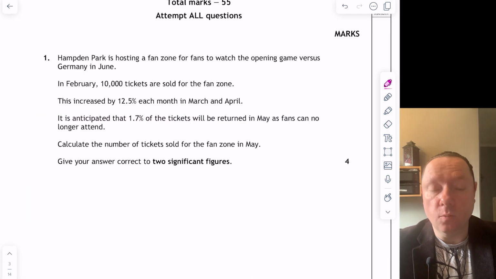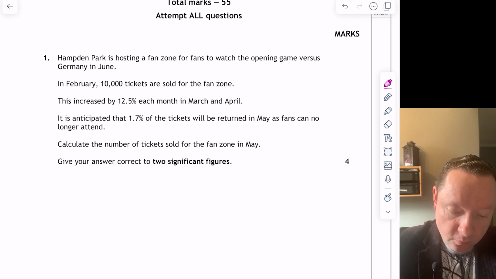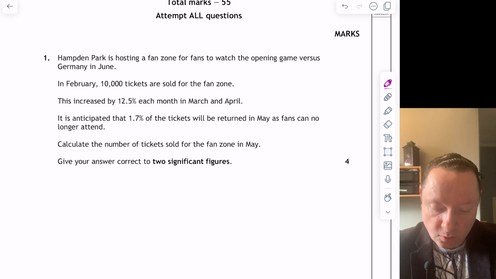Let's go. Question 1 says, Hampden Park is having a fan zone for people to watch the games in Germany in June. 10,000 tickets were sold for the fan zone. This increased by 12.5% a month in March and April. It's anticipated 1.7% will be returned in May as people can no longer attend. Calculate the number of tickets sold for the fan zone in May.